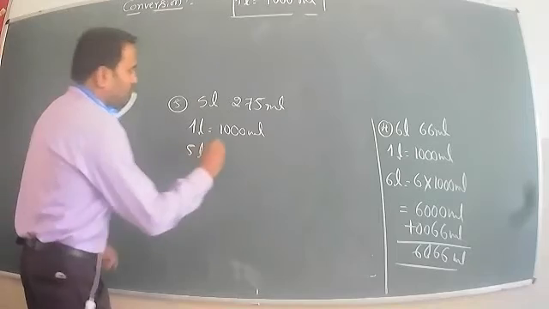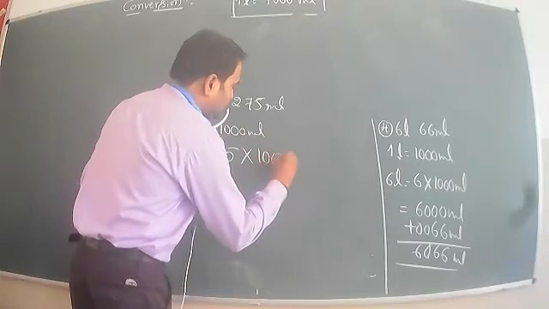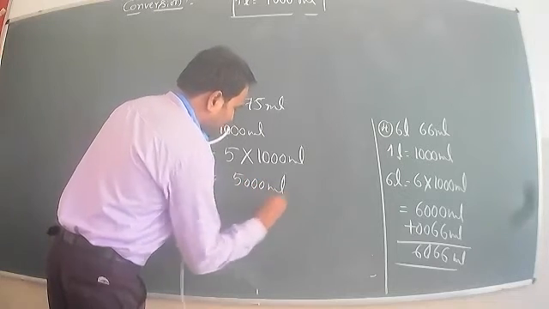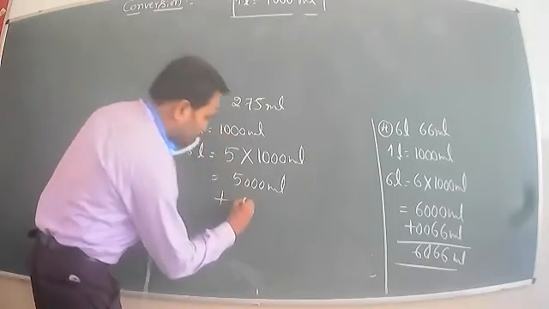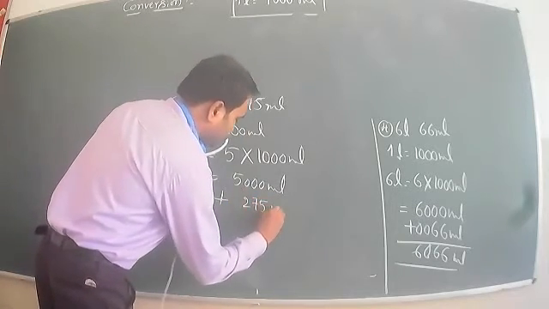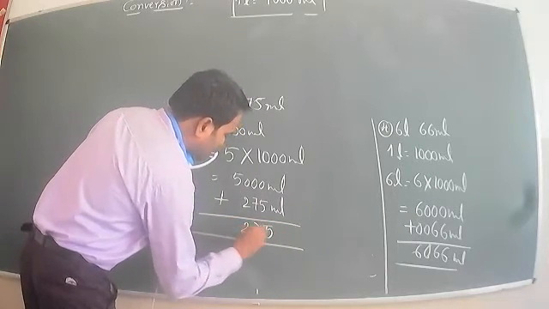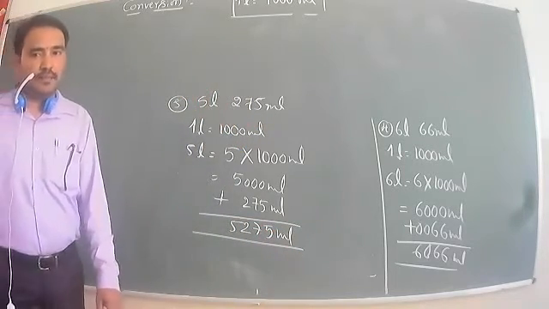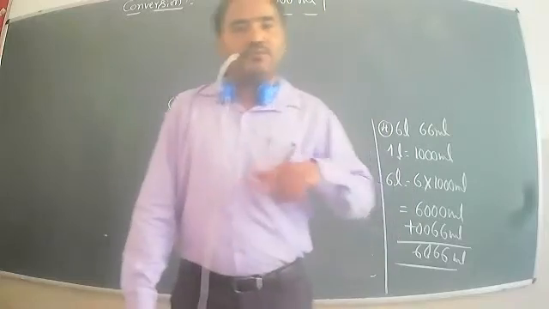5 liter: first the number of liters, 5. Then 1 liter is how much? 1000 ml. Multiply. We got 5 into 1000, 5000, plus the remaining 275 ml. We should add: hundreds place 2, tens place 7, ones place 5. Add 5, 7, 2, 5. 5275 ml. So these are the examples of changing liters to milliliters.